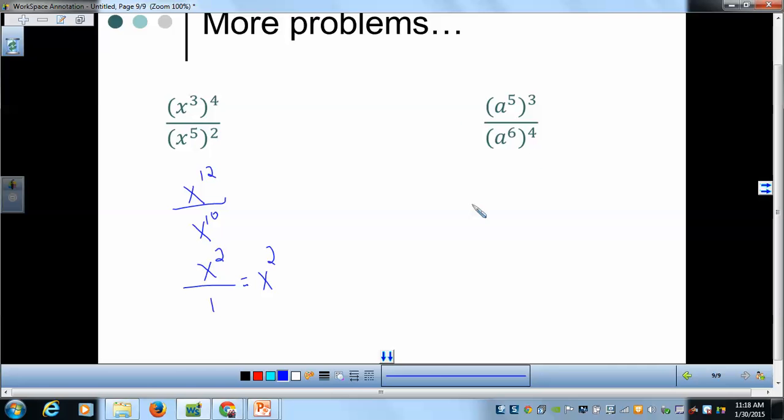Now, looking at the next example, I'm going to do my power to a power property. I have 3 groups of 5, so I have 15 a's in the numerator. I have 4 groups of 6 in the denominator, so I really have 24 a's in the denominator. Where do I have more base a? In the denominator, so that's where my result is going to be. How many more do I have? 24 minus 15, which is 9. And then once again, my numerator will just be 1. So you can see how we incorporate those properties into the same type of problem.